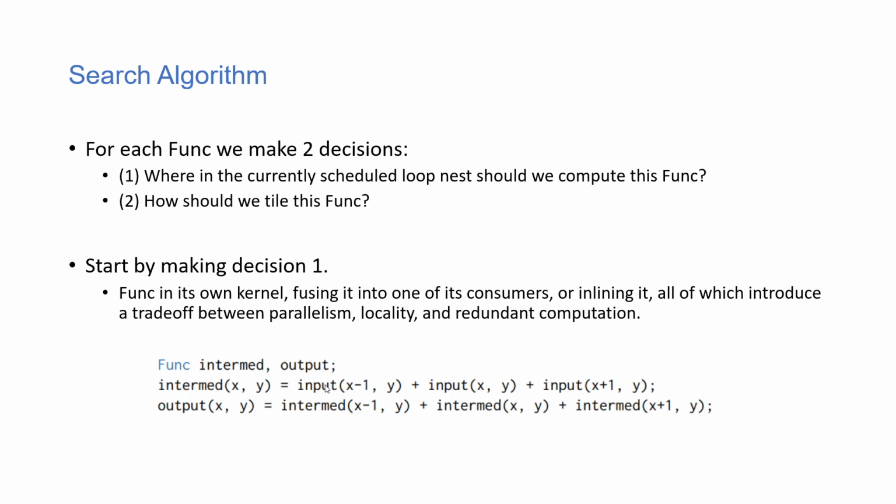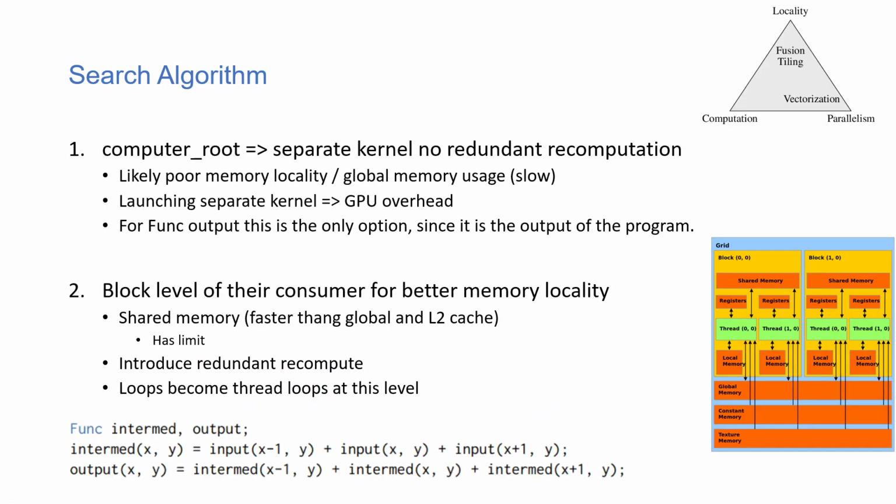So start with decision number one, where to compute the stages. In this case, we have two stages, the intermediate and the output. So we're going to enter into a trade-off of parallelism, locality, and redundant computations, and we decide whether to fuse it, inline it, and we're going to talk about those details.